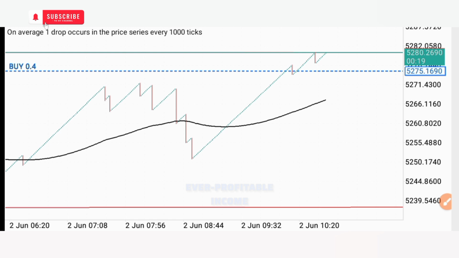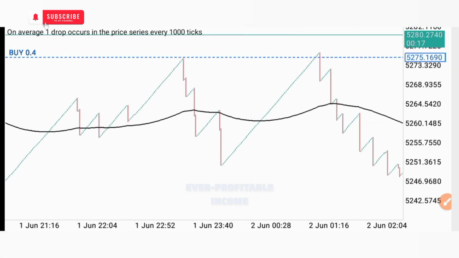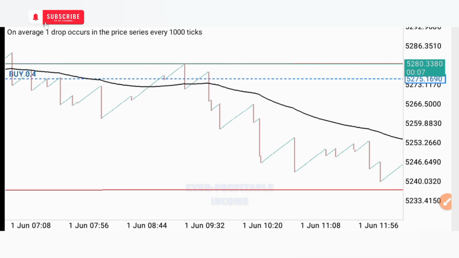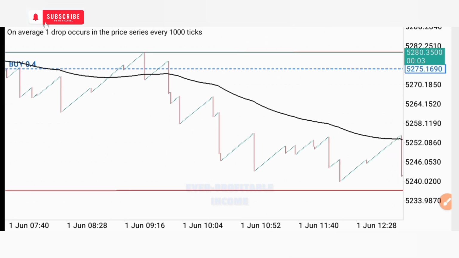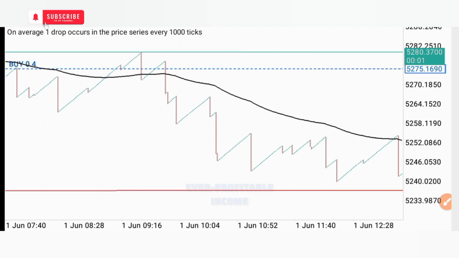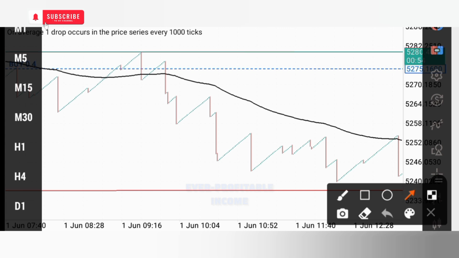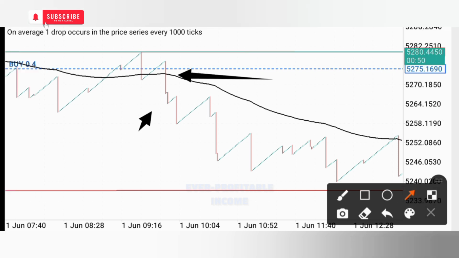Okay, so if you want to take a sell trade, what you have to do is check for where the moving average is above the price. That is, the price will be below while the moving average will be up. Like an example we have over here. So you can see the moving average is above now and price is below.